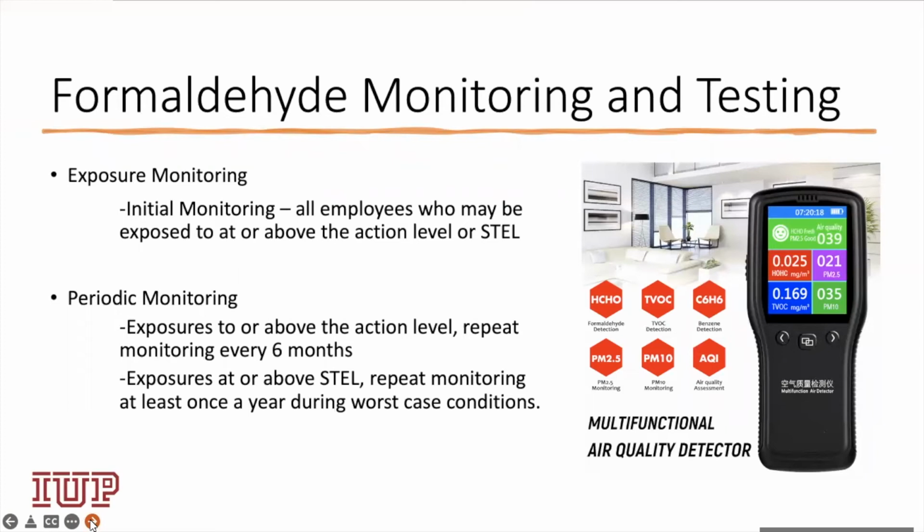So what can we use to monitor formaldehyde? I actually included the detector on the right-hand side of the PowerPoint. For exposure monitoring, the initial monitoring covers all employees who may have been exposed at or above the action level or short-term exposure level. For periodic monitoring, for exposures at or above the action level, repeat monitoring every 6 months. For exposures at or above the short-term exposure limit, the monitoring should be repeated at least once a year during the worst case conditions.